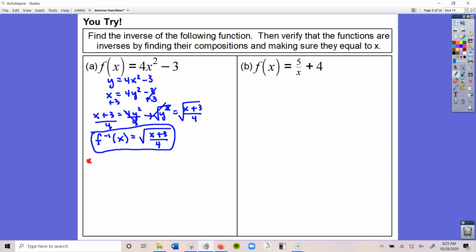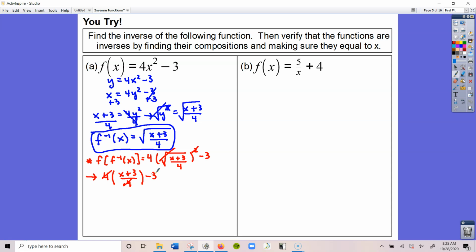So first, let's go ahead and do f of f inverse of x. So I'm going to copy down my function, so 4x squared minus 3. And then inside, I'm going to write my inverse, the square root of x plus 3 all over 4. Now the square root and the exponent do cancel first. So now what I have is 4 times x plus 3 over 4, and then minus 3.